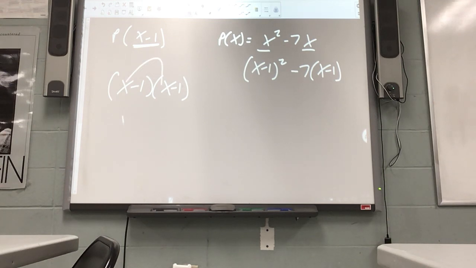So that'll get me x squared minus 1x minus 1x plus 1. So the minus 1x and minus 1x right there make this piece x squared minus 2x plus 1.